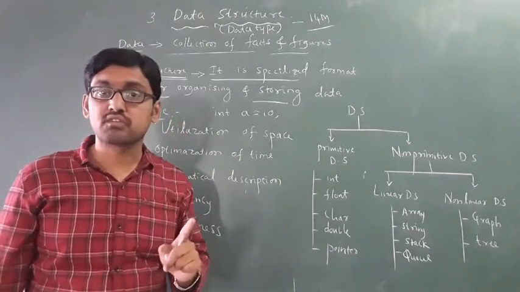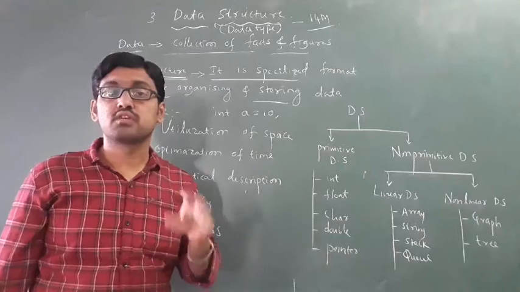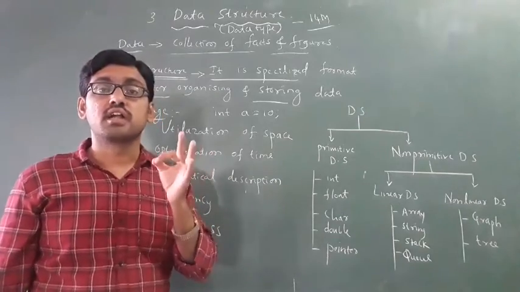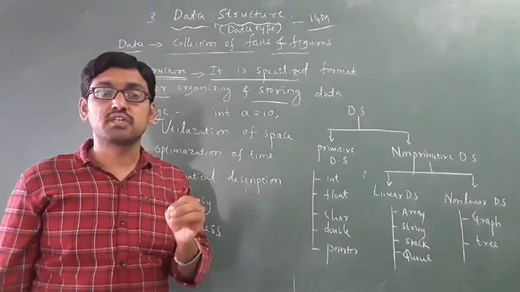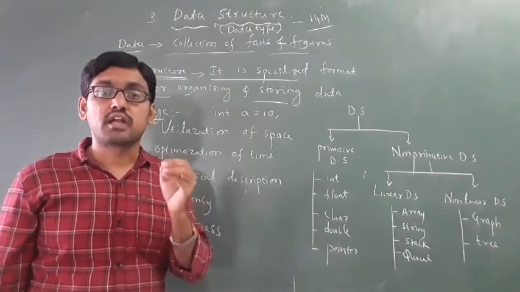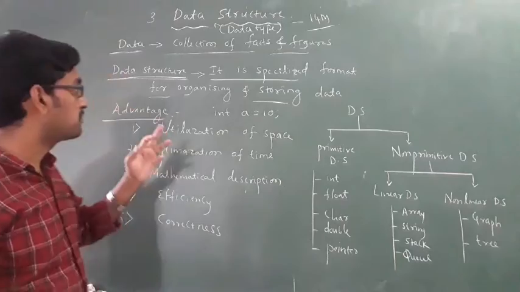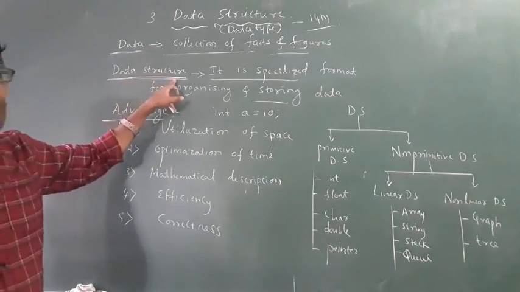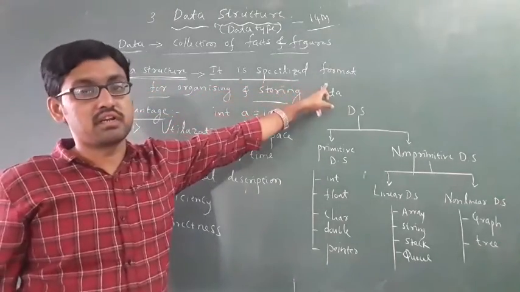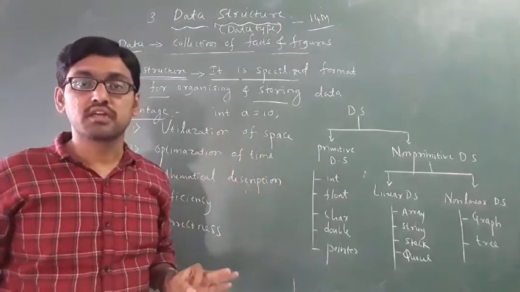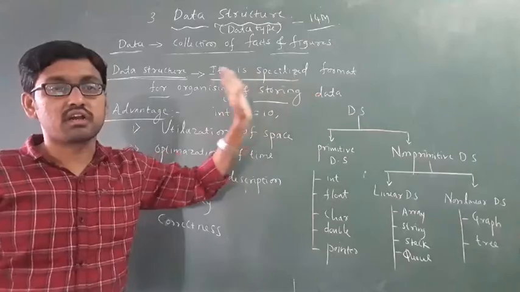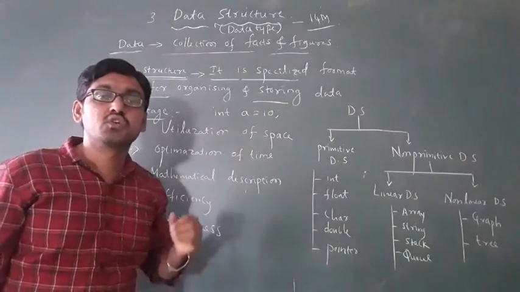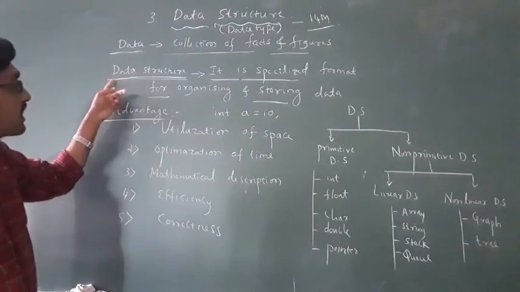What is the use of a data structure? It is used for storing data. For storing data, numbers and characters, you must use a data structure. This you have to remember. Then what is a data structure? It is a specialized or systematic format for organizing and storing data. That's called a data structure.